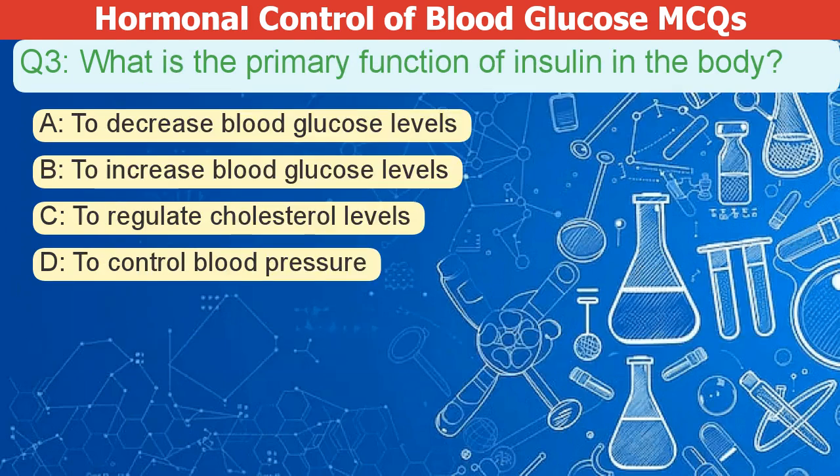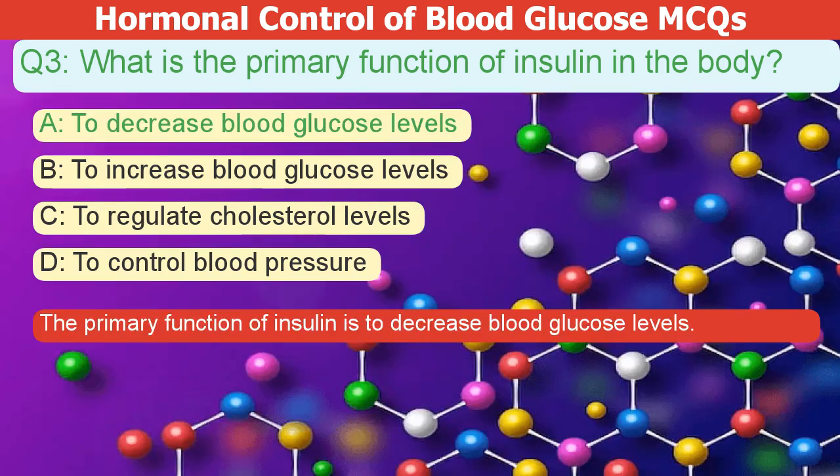What is the primary function of insulin in the body? A. To decrease blood glucose levels. B. To increase blood glucose levels. C. To regulate cholesterol levels. D. To control blood pressure. The correct answer is A. The primary function of insulin is to decrease blood glucose levels.